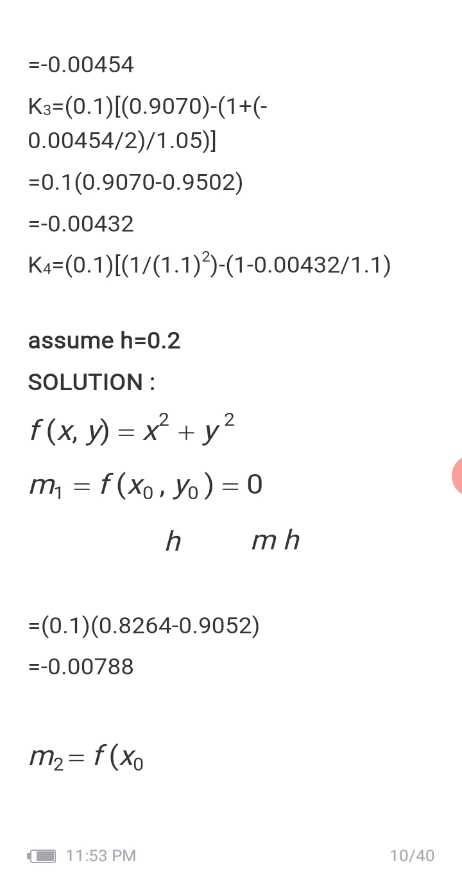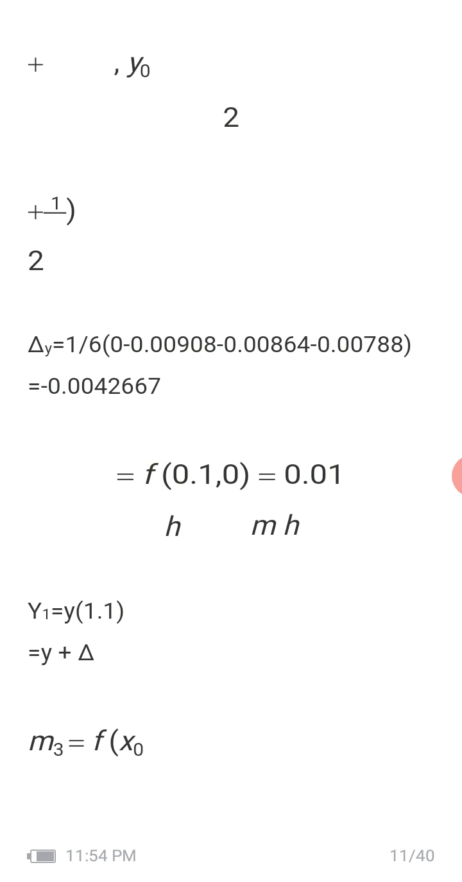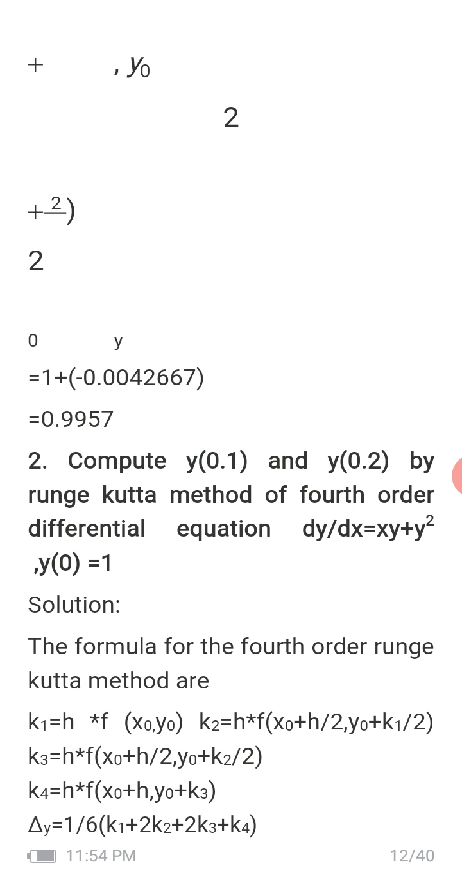Here h is not given. Therefore, we assume that h equals 0.2. Then we calculate using those values. Finally, the answer is 0.9954. Okay, then second problem, same fourth order. The given function is xy plus y square. The initial condition is given, and we also find the values of y at the points x equals 0.1 and 0.2.